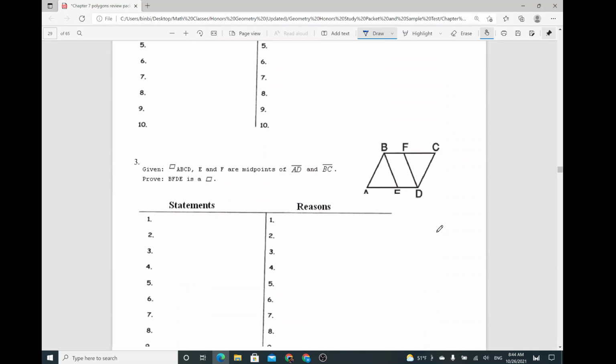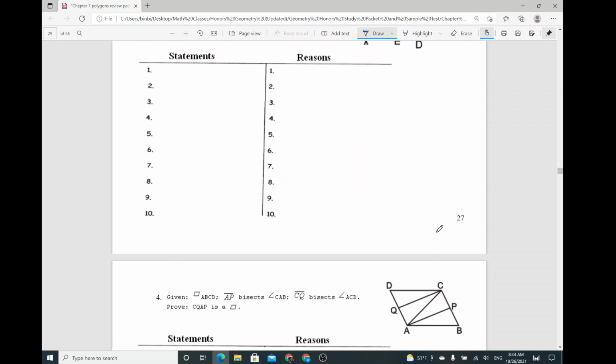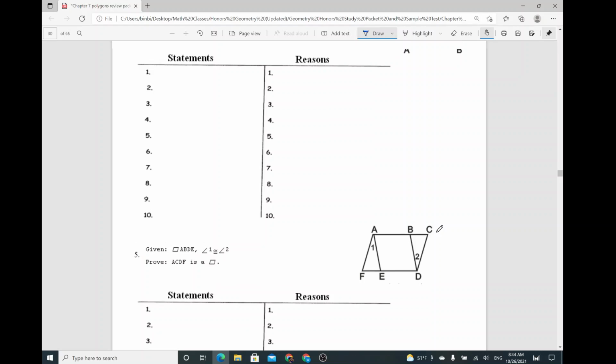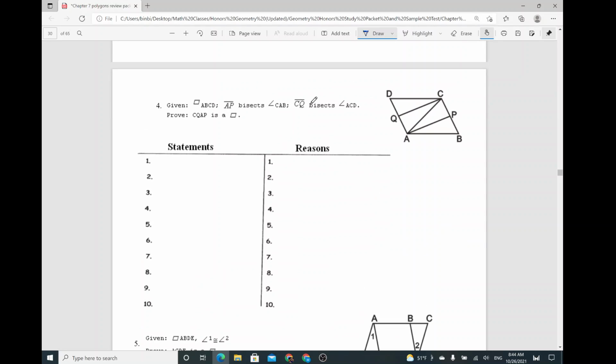Okay, so there are a lot of examples that you guys can try for any of this. Some of those are saying that the segments are bisecting each other, or angle bisector.